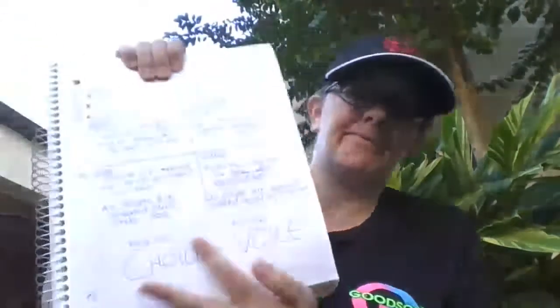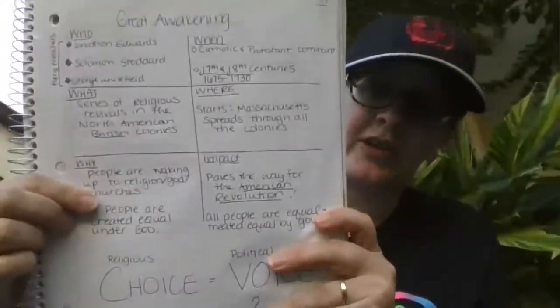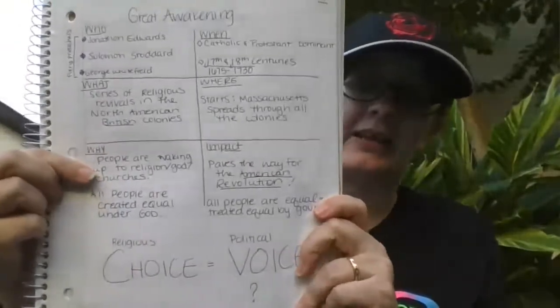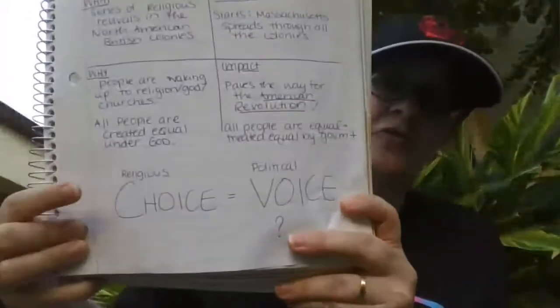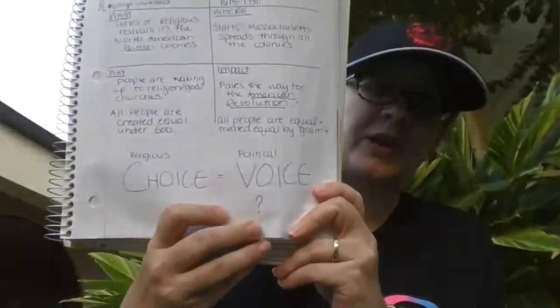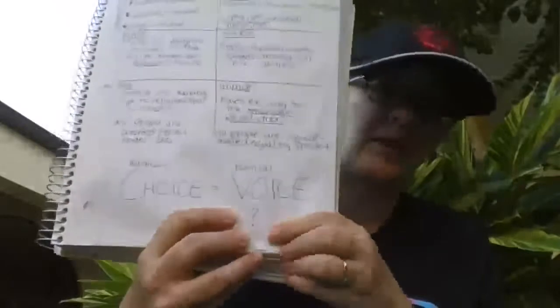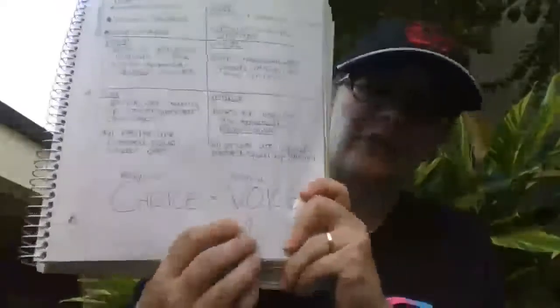Great Awakening. Okay. You have just the basic information here. And then we always go back down to the strategy for this, which is choice and voice. So you get a religious choice that increases your political voice and makes them start to question the king. So religious choice leads to political voice, choice and voice.